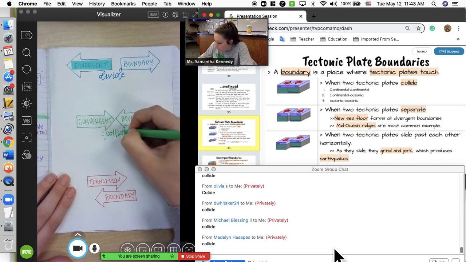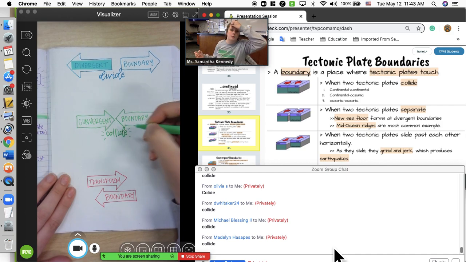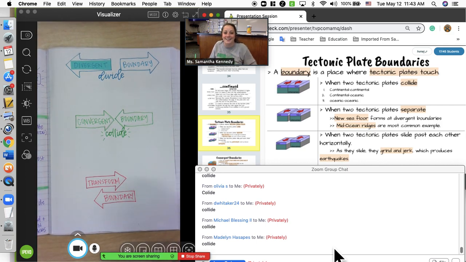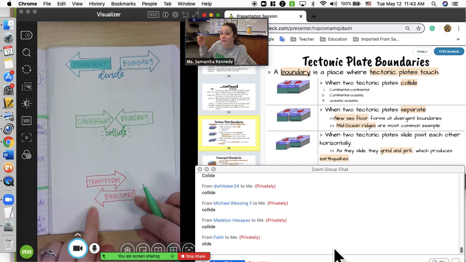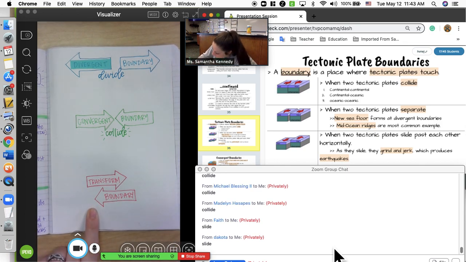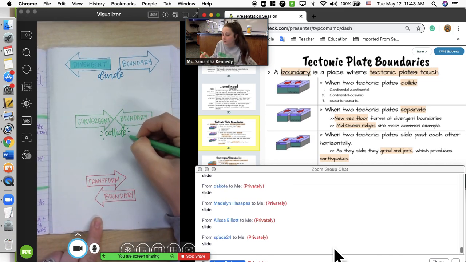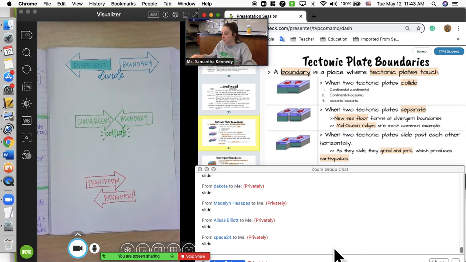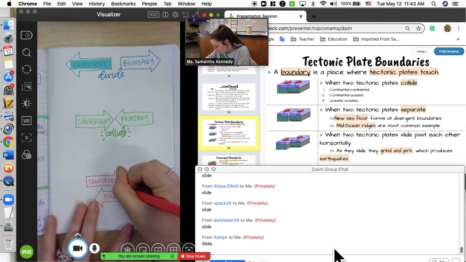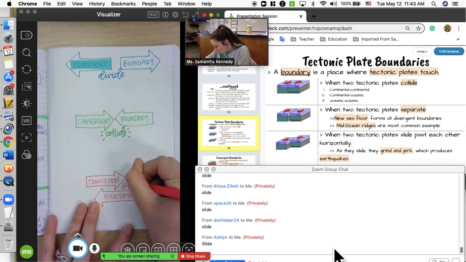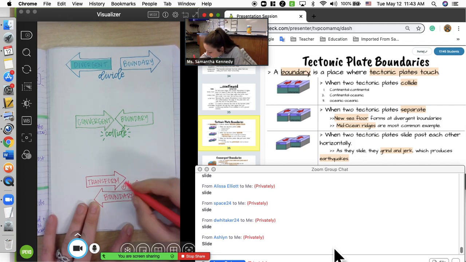Now, I will tell you the word for transform boundary does not start with a T, but it does rhyme with divide, collide, and then transform would do what? Slide. Very good. Slide to the left. Slide to the right. Crisscross.